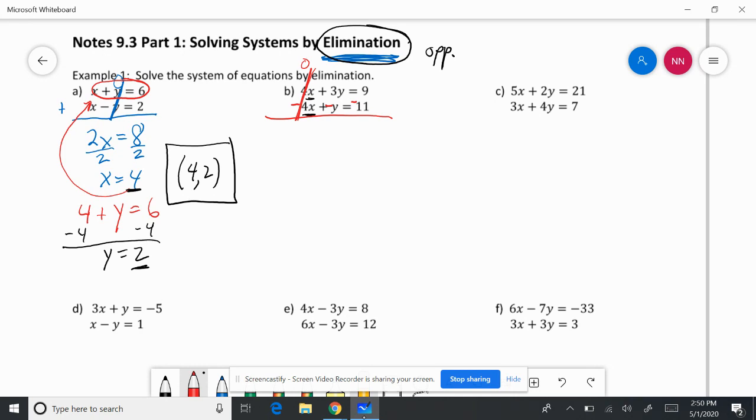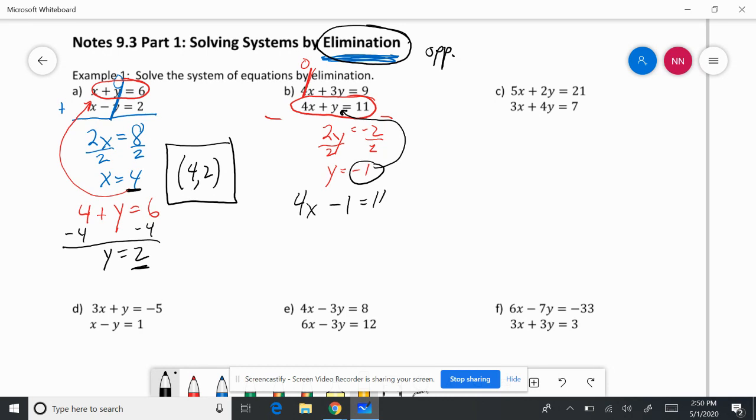3y minus y is 2y. 9 minus 11 is negative 2. Divide by 2. y is equal to negative 1. Now, once again, we need x and y. We have y, so we need to find x. I'm going to use my bottom equation. I'm going to plug in a negative 1 for my y value. So I get 4x, but instead of a y, I put minus 1, equals 11.